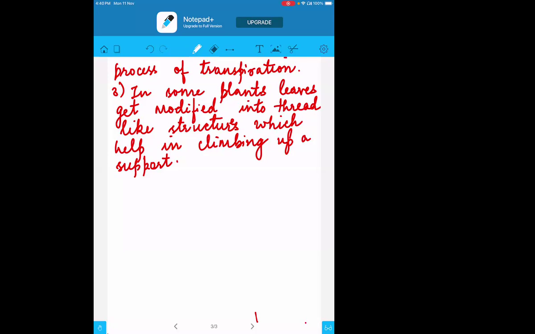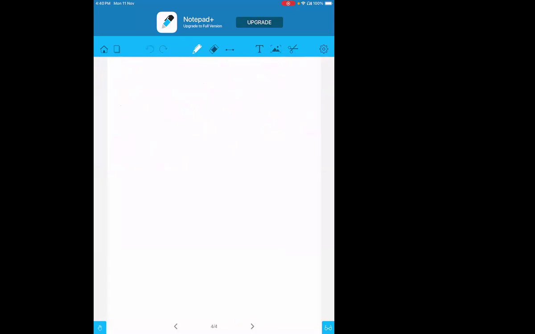Now, a very important question. Ma'am, how does the stem act like a two-way street? Generally, it comes in your board exams and also in the entrance exams. How does the stem act like a two-way street? What do you mean by street?